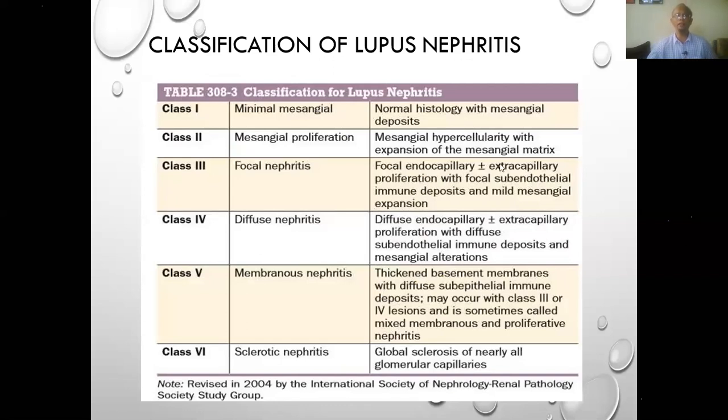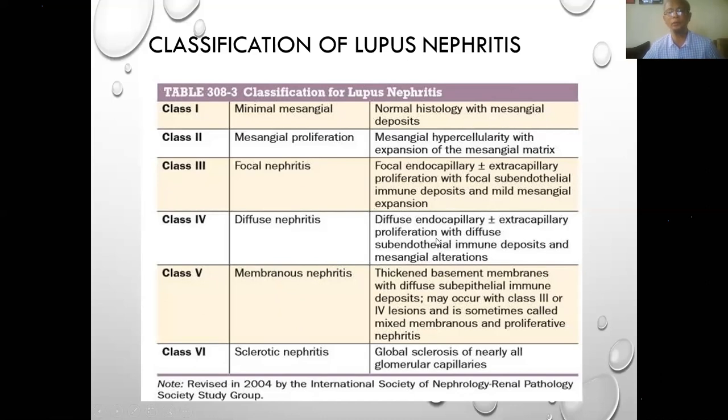And you are seeing this classification of the lupus nephritis, it is very important. And there is a 6 classification. That is class 1, minimal mesangial. Class 2, mesangial proliferation. Class 3, focal nephritis. Class 4, diffuse nephritis. Class 5, membranous nephritis. And class 6, sclerotic nephritis. So, in treatment response, actually up to class 4-5 is responsive to treatment. You can give the pulse cyclophosphamide, steroids and other immunosuppressive drug.